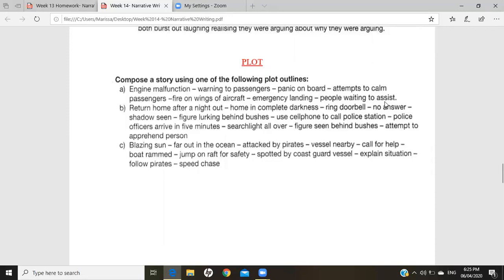people waiting to assist. So Hema, if you had to write this story, would you change anything to the plot outline, or would you use this as it is to create your story? And what story would you create?